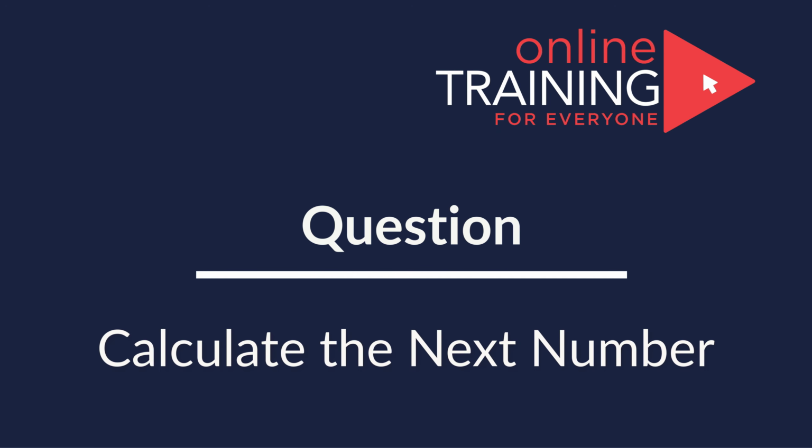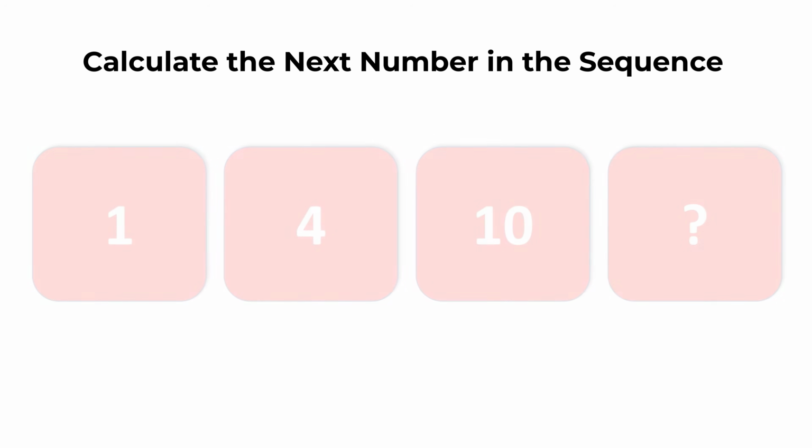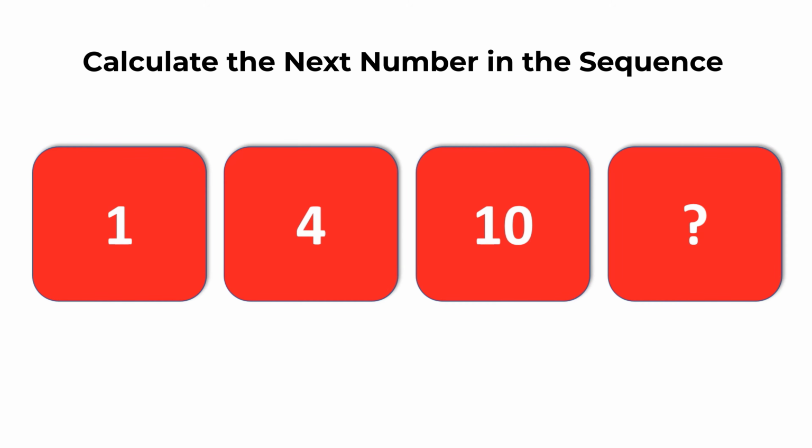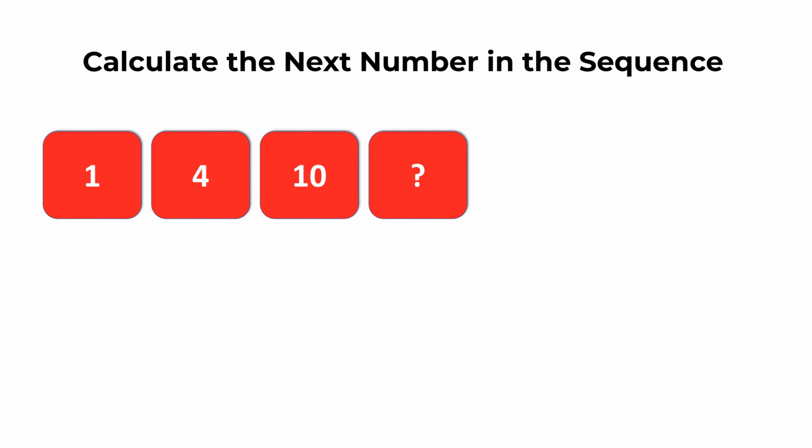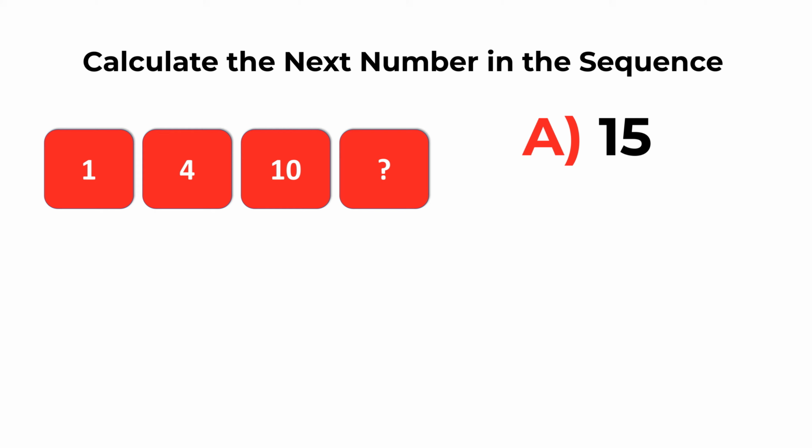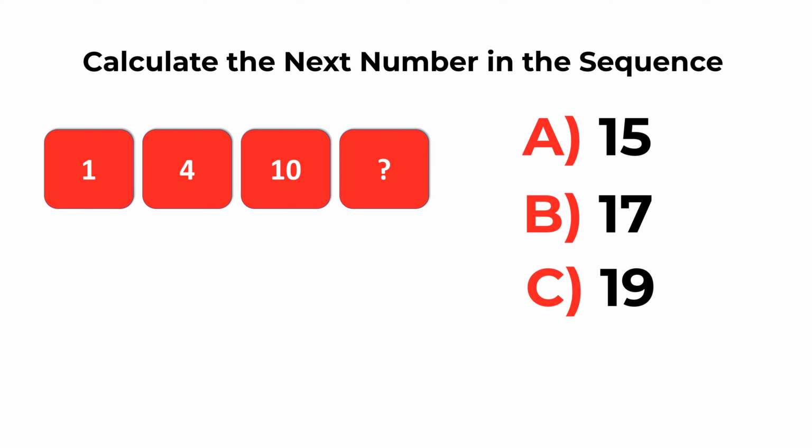Here's an interesting question which requires you to calculate the next number in the sequence. You're presented with 4 numbers. 3 of them are visible, and the 4th number you need to calculate. So the first 3 numbers are 1, 4, and 10, and you need to calculate the 4th number. You have 4 different choices. Choice A, 15, choice B, 17, choice C, 19, and choice D, 21.